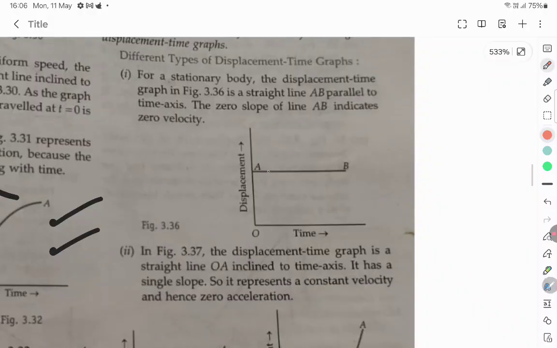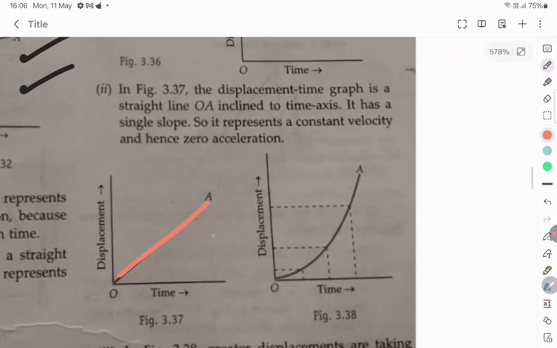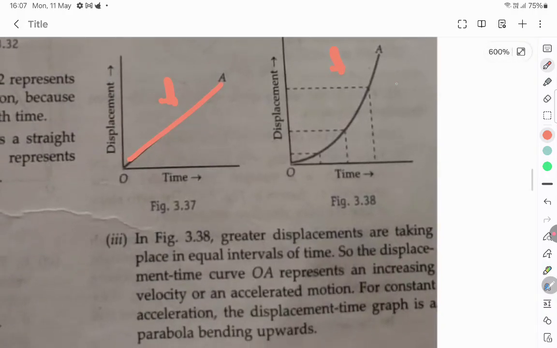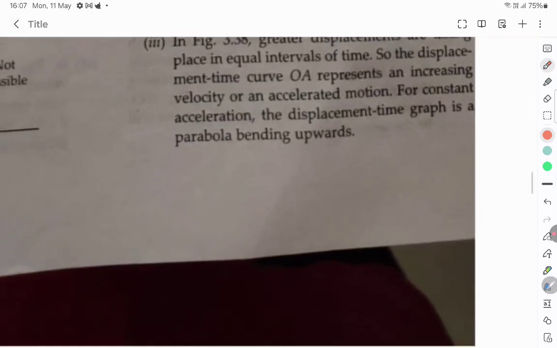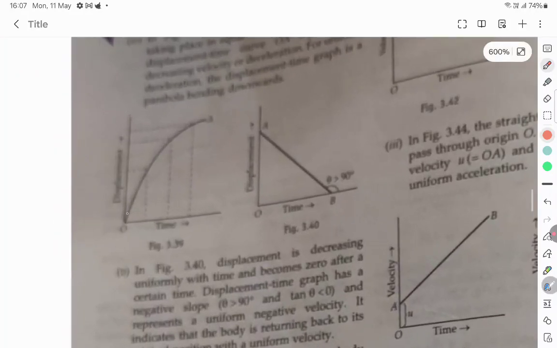This is a displacement time graph where displacement is a non-moving car. Again, displacement linear, which is a uniform motion. This is non-uniform motion. This represents speeding up. Okay. So what's next? And this represents speeding down and deceleration.